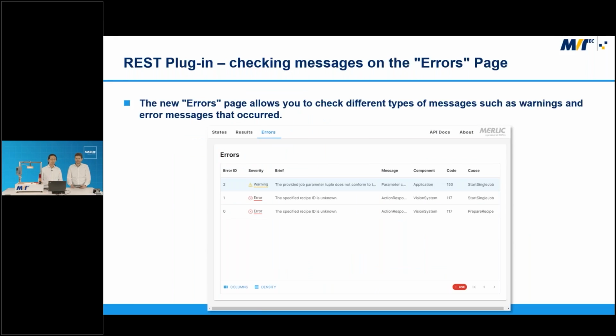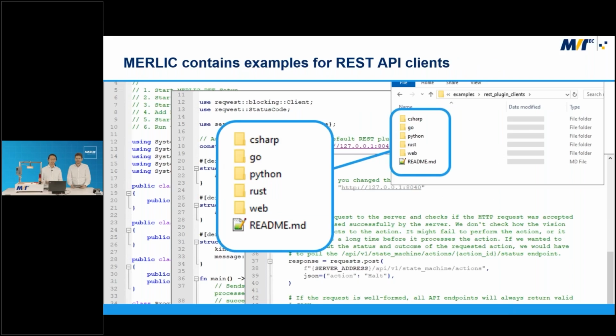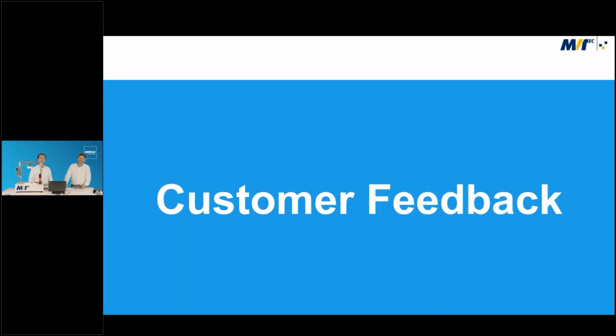The next improvement is for the REST plugin. We can check messages on the errors page. In the previous MERLIC version, we didn't have this error option, but now if something happens, you can check the error directly in the REST plugin. And regarding the REST plugin, we also provide some examples for REST API clients in different programming languages. So these are the improvements of the communicator. And now I will hand it over to Wolf, and he will tell you some other improvements.